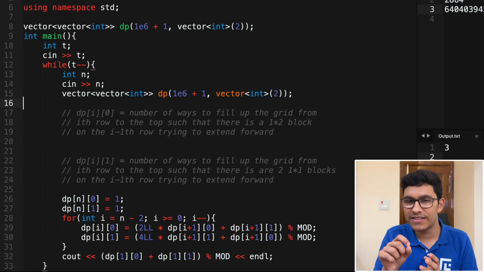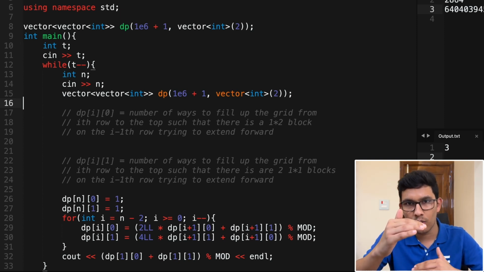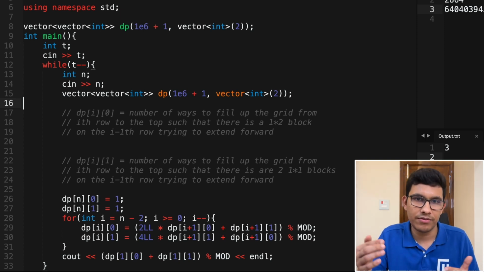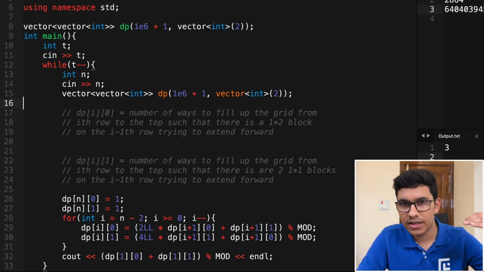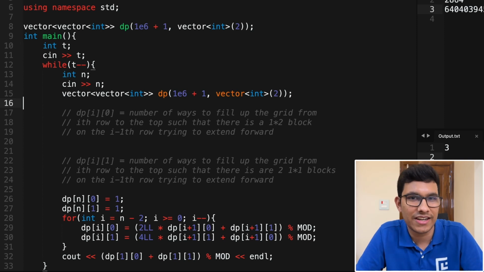Because see, if your n is equal to 100, you're only going to need 100 rows out of it. If your n is equal to 10 to the power 5, you're going to need 10 to the power 5 rows out of it. Why should we create the memory again? We can just create it once and then use it for every single test case, right?